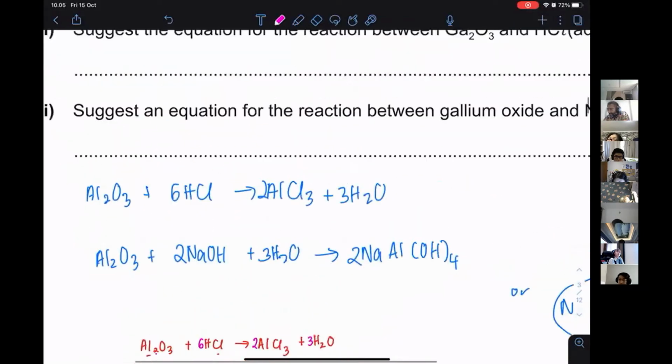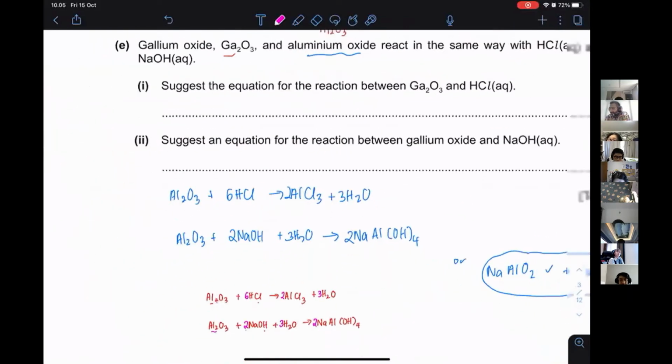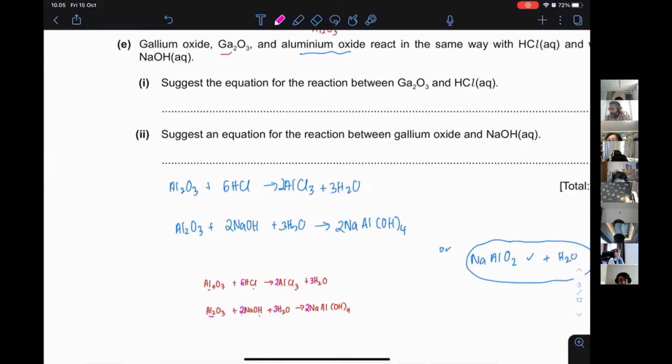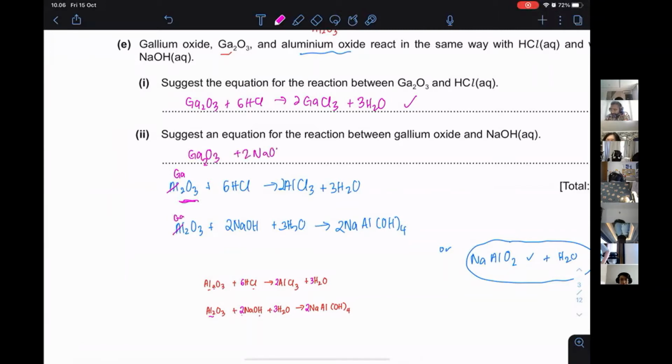Now they say suggest the equation for the reaction between gallium oxide and HCl. We just need to change the Al into gallium, that's it. Ga2O3 plus 6 HCl gives me 2GaCl3 plus 3H2O. In order to do this, you need to know the reaction of aluminium oxide. Suggest an equation for the reaction of gallium oxide and sodium hydroxide. Just the same, replace this with Ga. So Ga2O3 plus 2 NaOH plus 3H2O gives you 2 NaGa(OH)4.